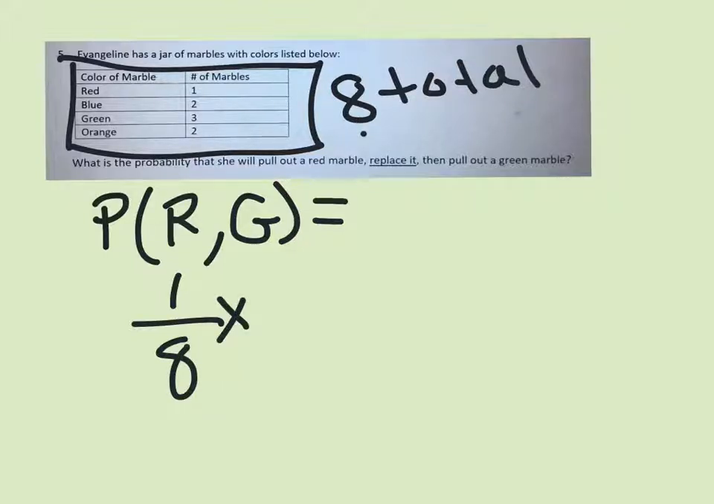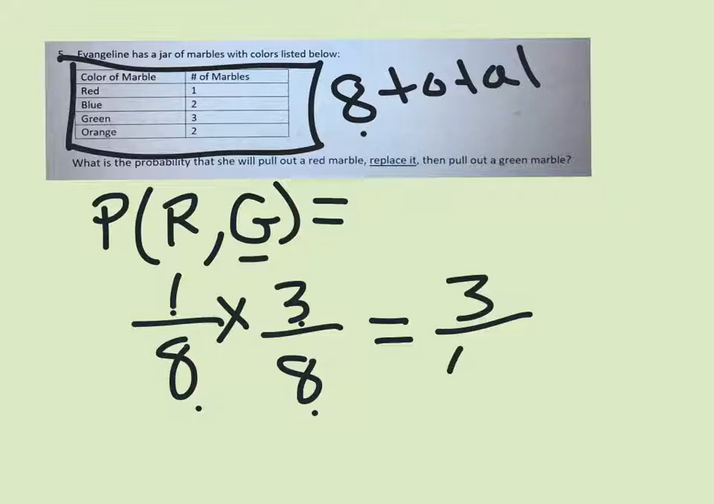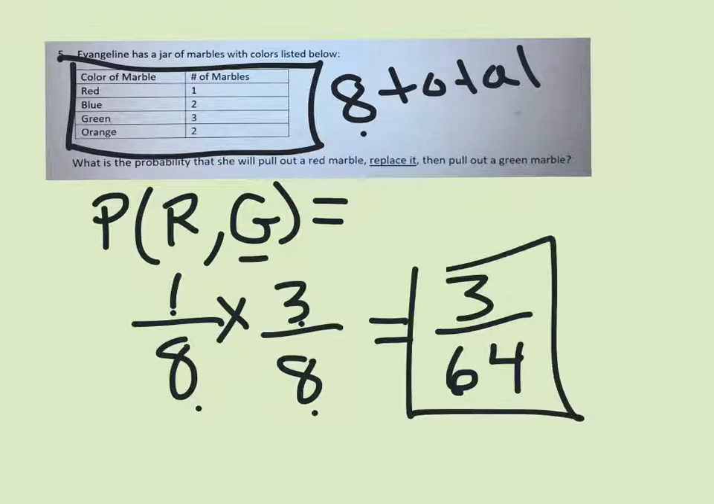And we're going to multiply that by the probability of pulling out a green. So there's 3 green out of 8 total. Let's multiply those together. 1 times 3 is 3. 8 times 8 is 64. And that is our final probability. If we needed to put that into a decimal, or percent, we could, by 3 divided by 64.